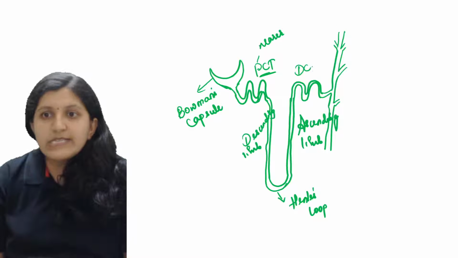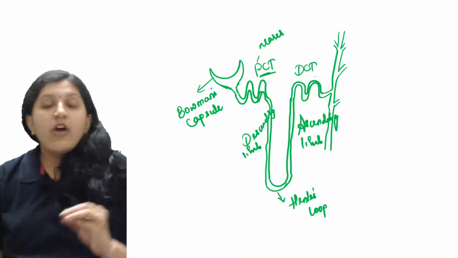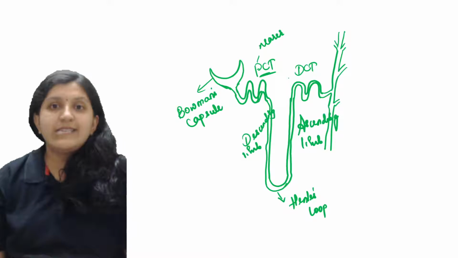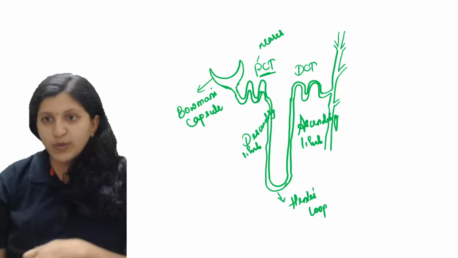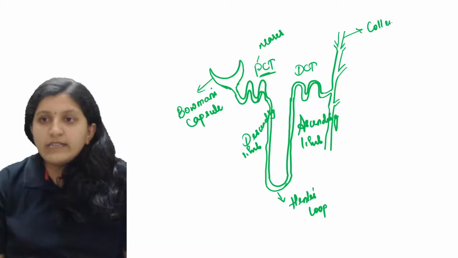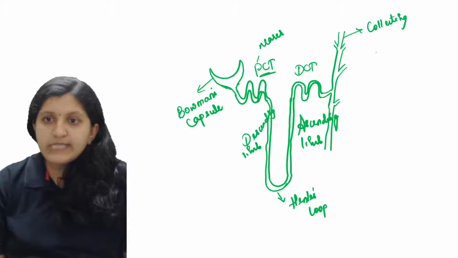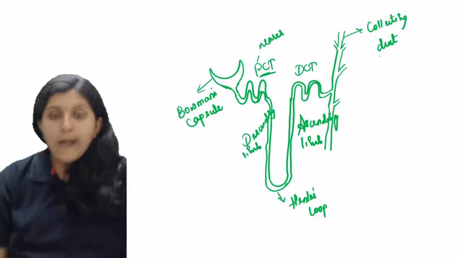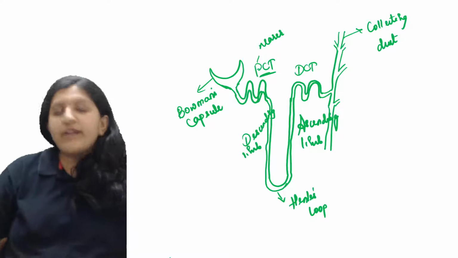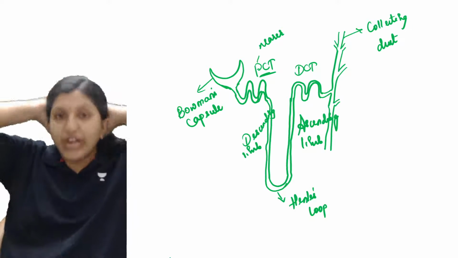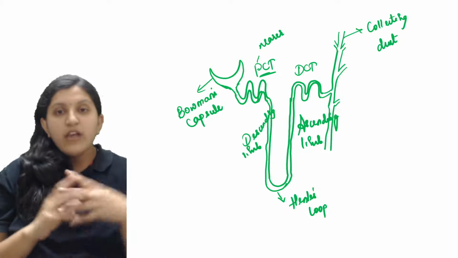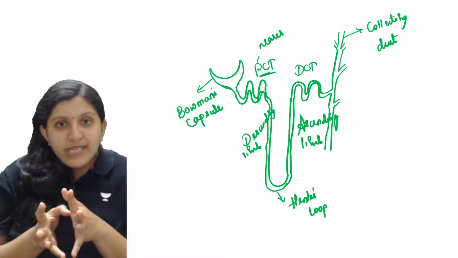So since it is at a particular distance from the Bowman's capsule, this is called DCT, distal convoluted tubule. Okay, so now this one is the collecting duct. So let me just label this as well. So this is a collecting duct. Now there is a blood supply. Since we already said that, the filtration of blood can be seen when the blood reaches the Bowman's capsule.